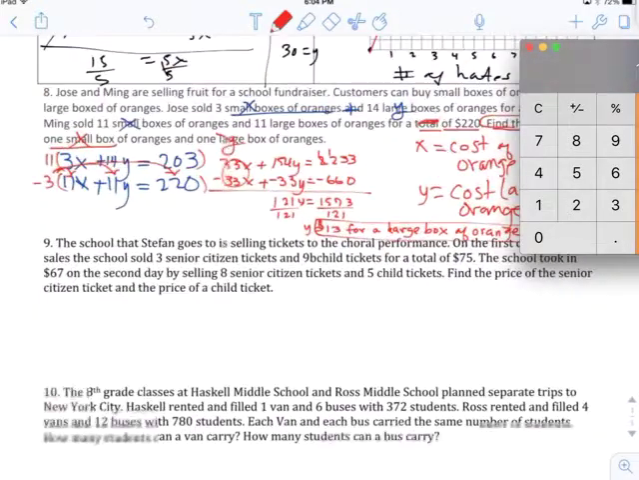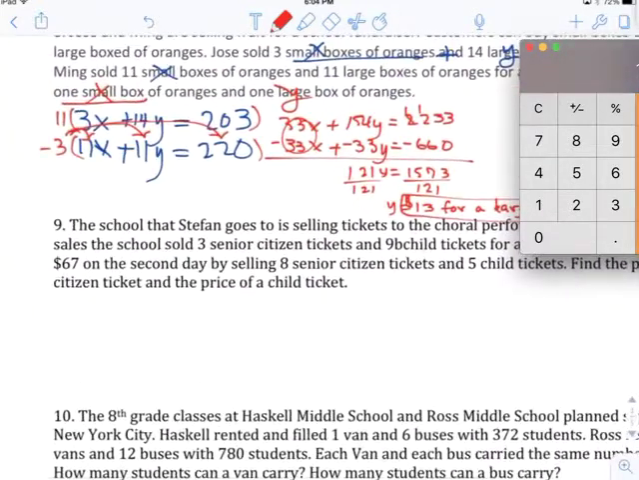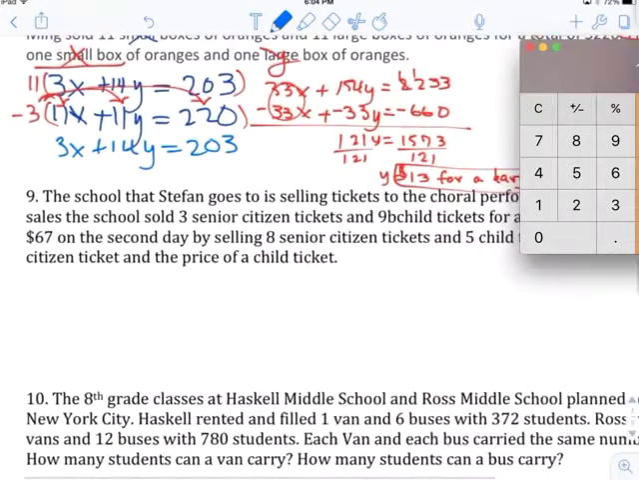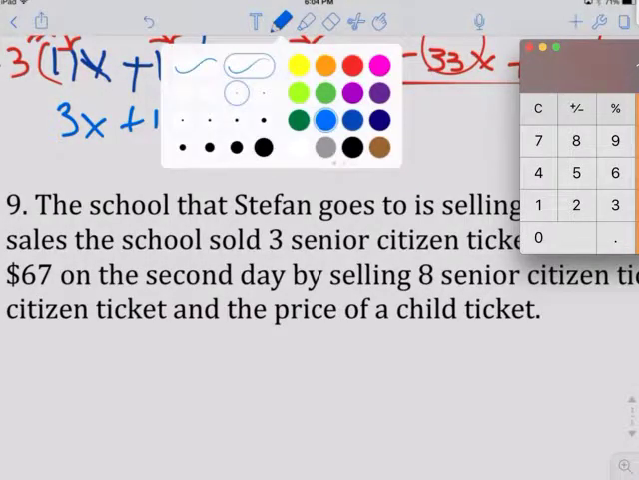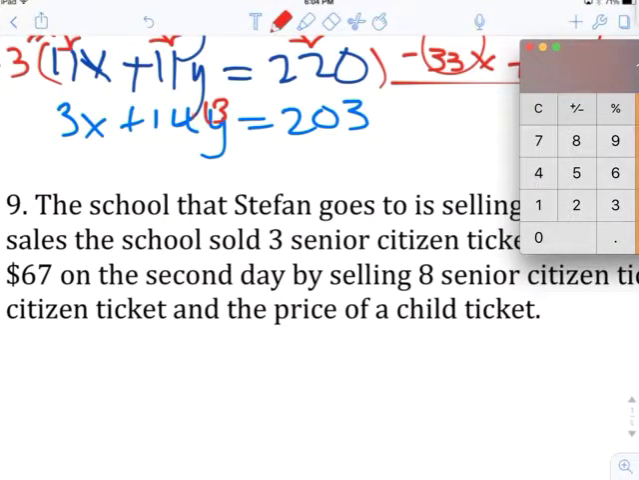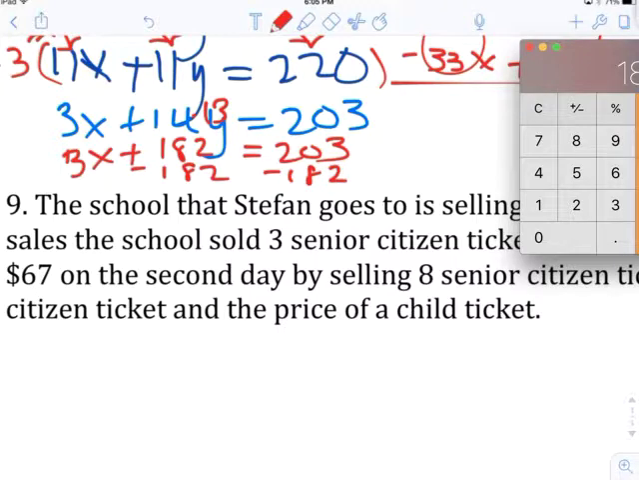See, how much is the cost of a small box? So let's use 3x plus 14y equals 203. Doesn't matter which one. So y is 13. So times this by 13. 14 times 13, 182. 3x plus 182 equals 203, minus 182, minus 182.